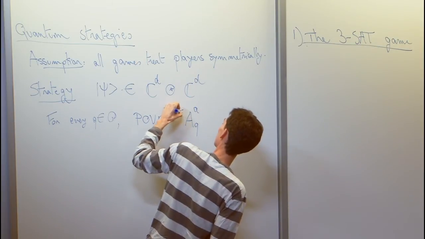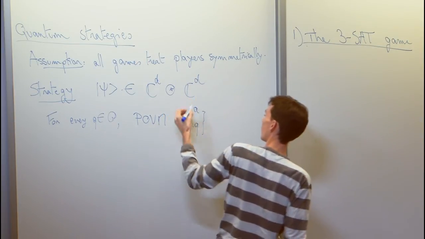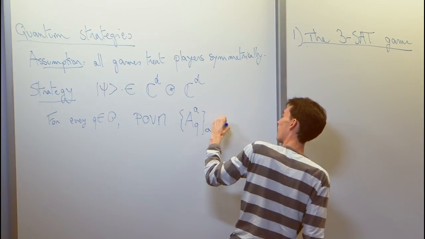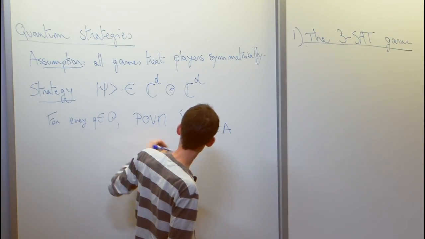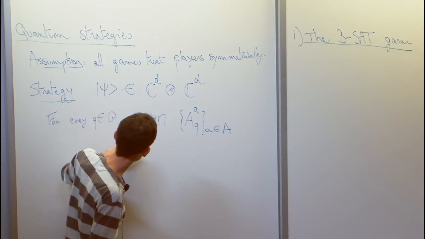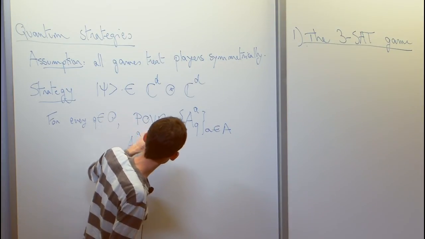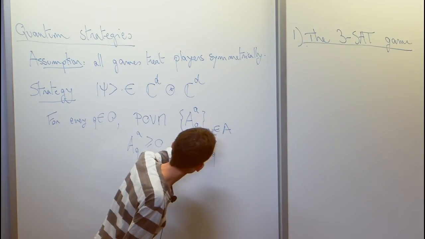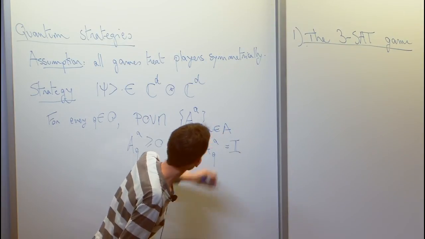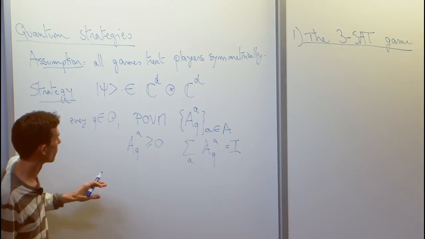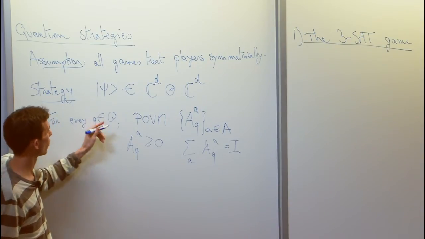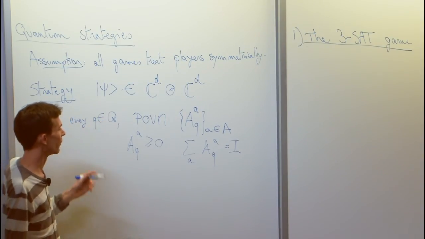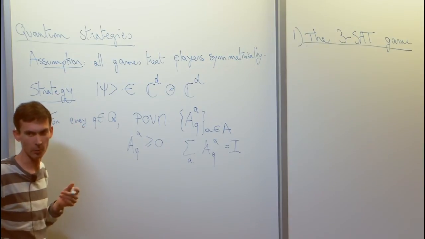A_Q^A. So it's a bunch of d-dimensional matrices indexed by the answers, and they satisfy the usual conditions: they're positive, and they sum to identity. I'm calling all of them A so far because I'm just putting all the questions into one question set, thinking of this Alice Bob thing as being part of the label of my question.